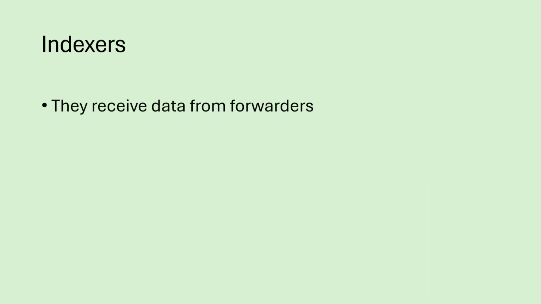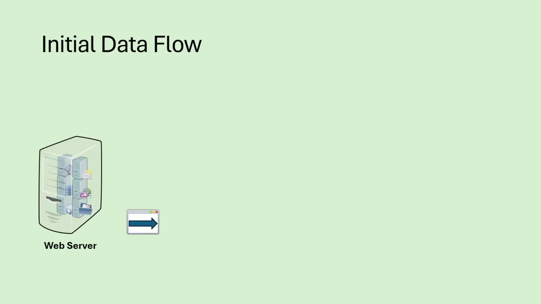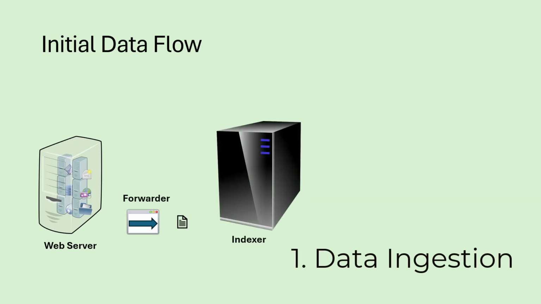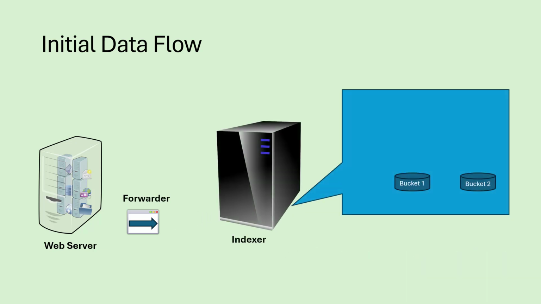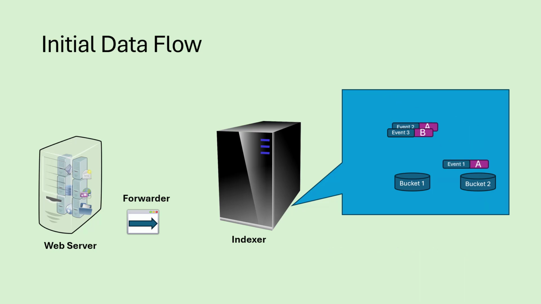Indexers are the workhorses of Splunk. They receive data from forwarders, index it, and store it in the appropriate buckets. Let's have a quick look at the data flow. Data ingestion: data from forwarders arrives at the indexers. Parsing: the data is parsed into individual events. Indexing: parsed data is indexed and stored in buckets.